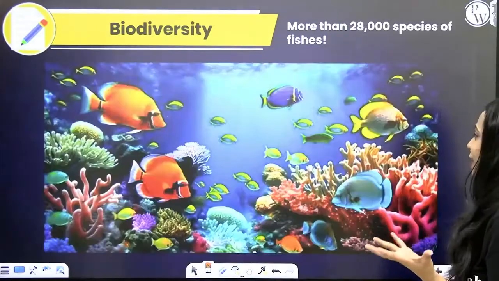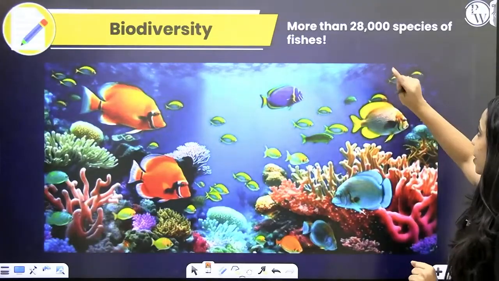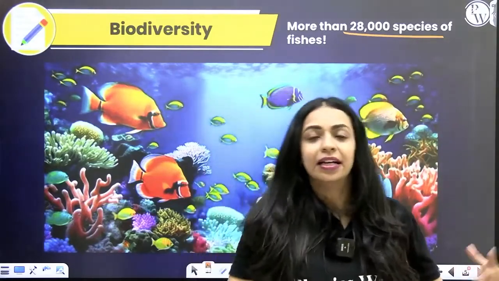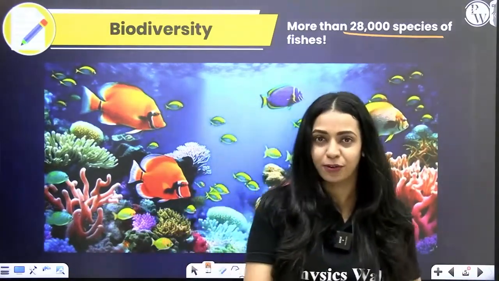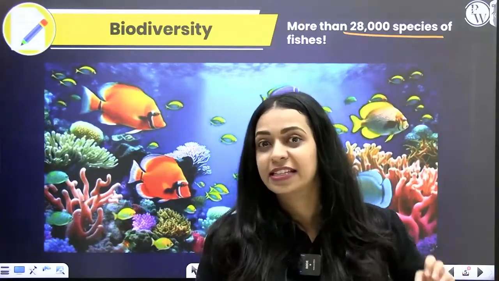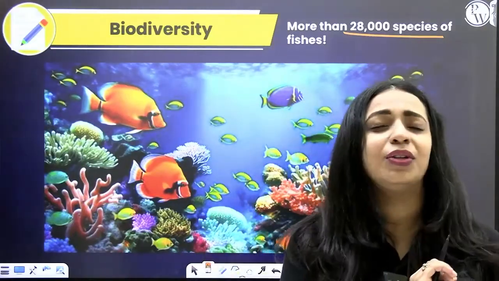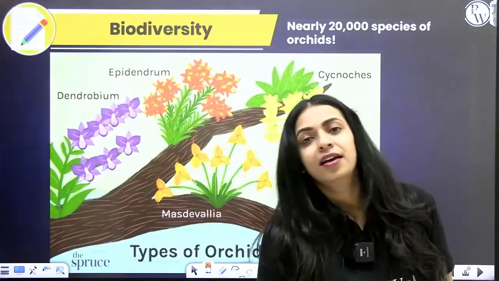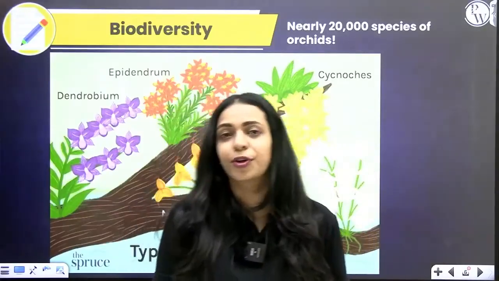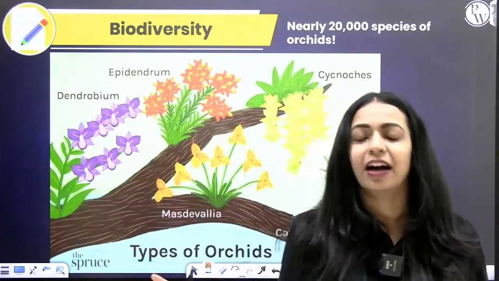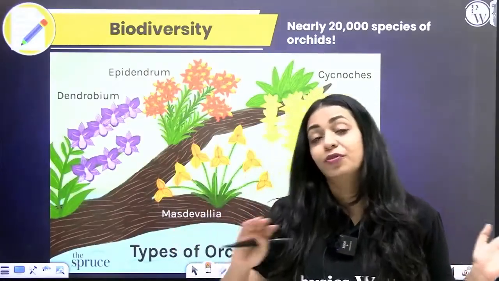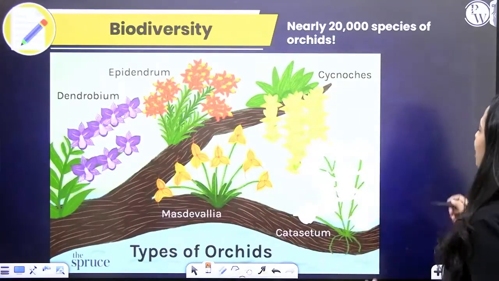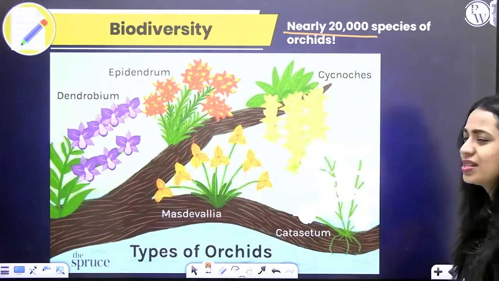That's the beauty of our planet, right? And there are more than 28,000 species of fishes that we see in water, combining both marine life as well as freshwater fishes, right? Just fishes alone exceeds 28,000 species. That's how diverse it is. Talking about plants, I'm sure you've heard of orchids, right? Orchids produce very beautiful flowers in very pretty colors, and it's considered to be one of the most advanced group of angiosperms. These orchid species in plants, there are nearly 20,000.